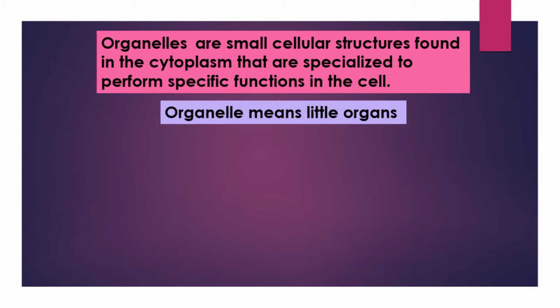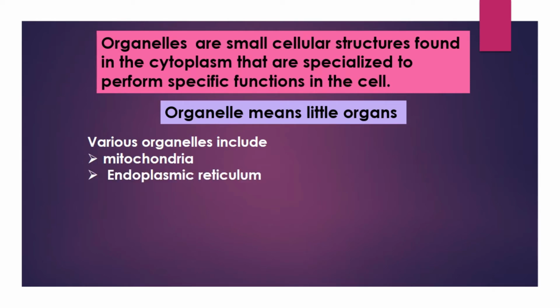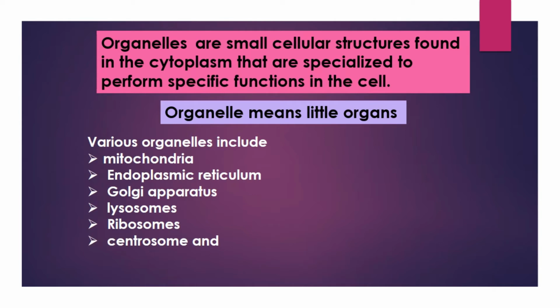The organelles present in a eukaryotic cell include mitochondria, endoplasmic reticulum, Golgi apparatus, lysosomes, ribosomes, centrosome, and plastids. Let's study more about each organelle.